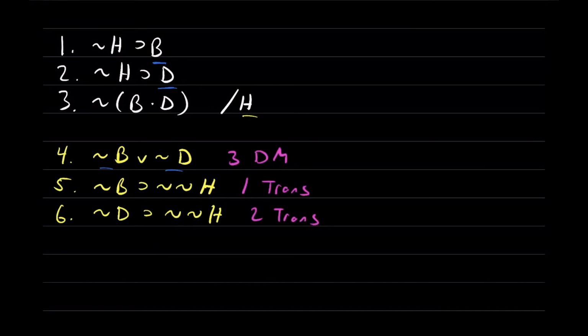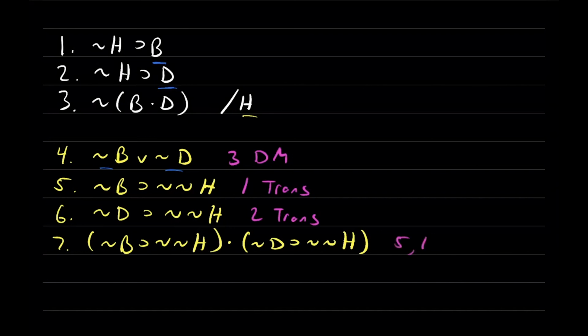Okay, what I'm going to do next, I actually see a constructive dilemma already here. I see that line 4 is a disjunction, not B or not D, and each of those two terms implies something. Line 5 says that not B implies not H, and line 6 says that not D also implies not H. In order to set up a constructive dilemma, though, I need to conjoin those two conditionals together. So let's do that. So we're going to get not B implies not H in parentheses, and not D implies not H in parentheses. So that's a conjunction from line 5 and 6.